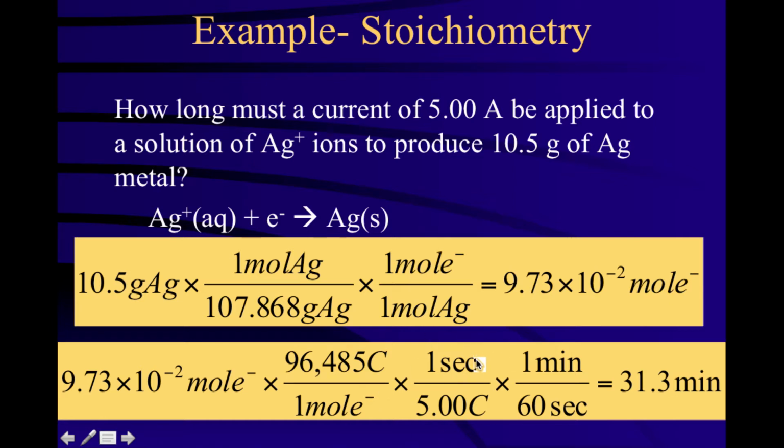And then I can change seconds to minutes. Now, it doesn't really say to change seconds to minutes. It's just what I chose to do, but you can see how it just works its way out stoichiometrically. The key here is Faraday's constant, and also remembering that an amp is a coulomb per second.